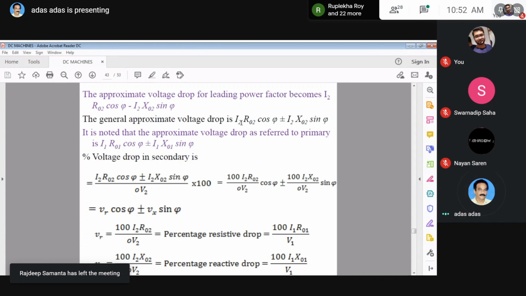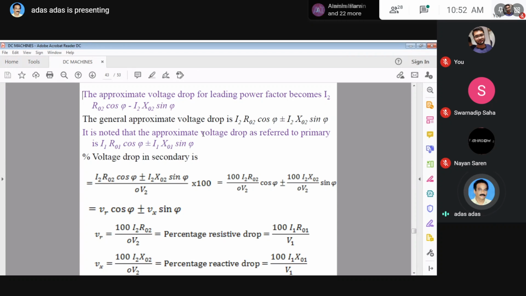Obviously, you see there are subscript 2 terms, so this is referred to the secondary side. It may also be referred to the primary side, in which case the subscript 2 will be changed into 1. So this is the approximate voltage drop with respect to the secondary side, and this is for the primary side. The plus sign indicates a lagging power factor load, and the negative sign indicates a leading power factor load.